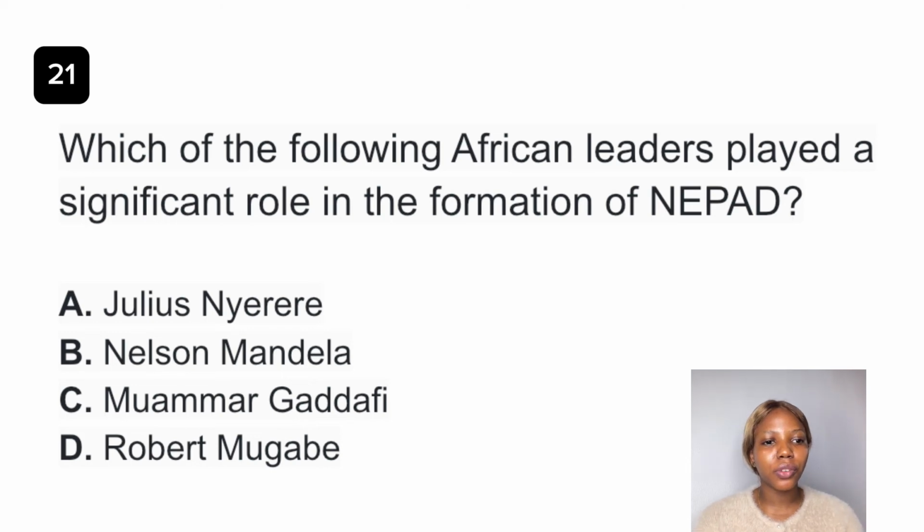Question 21. Which of the following African leaders played a significant role in the formation of NEPAD? The answer to this question is option B, Nelson Mandela. So NEPAD is the New Partnership for African Development, and it was established in the year 2001. Okay, and Nelson Mandela of South Africa played a significant role, and it was established to address the development challenges such as healthcare, education, governance, agric, in African states. So the answer to this question is option B, Nelson Mandela.